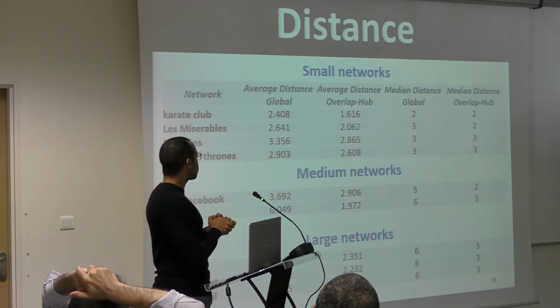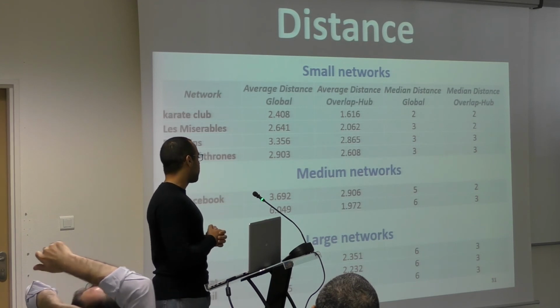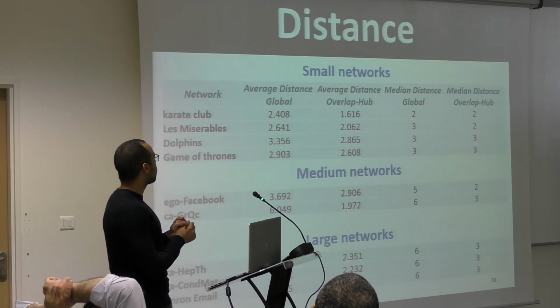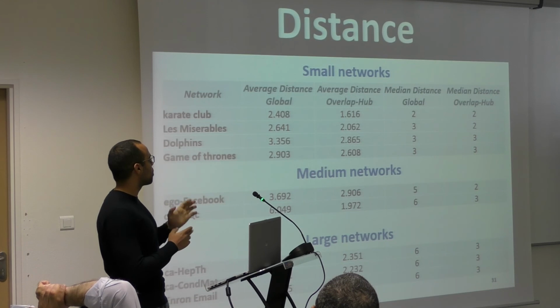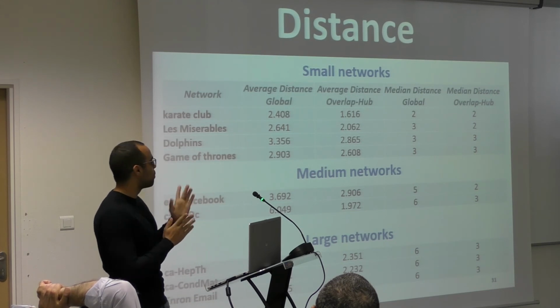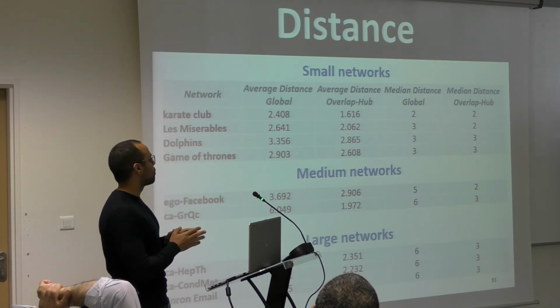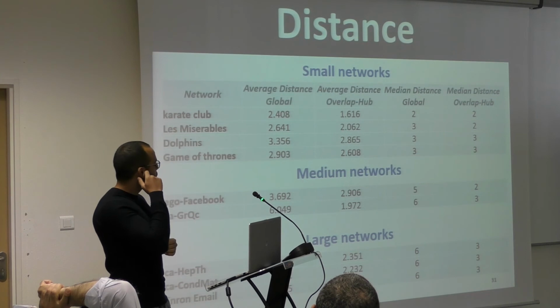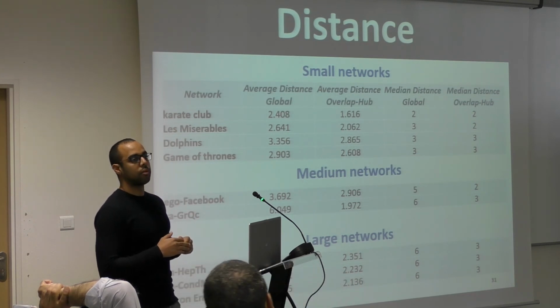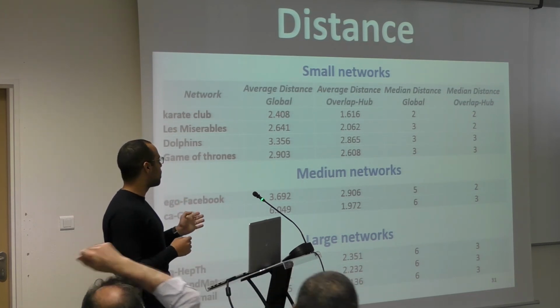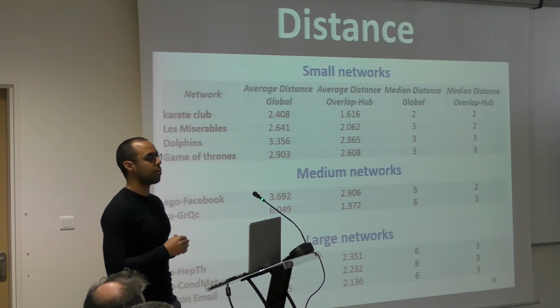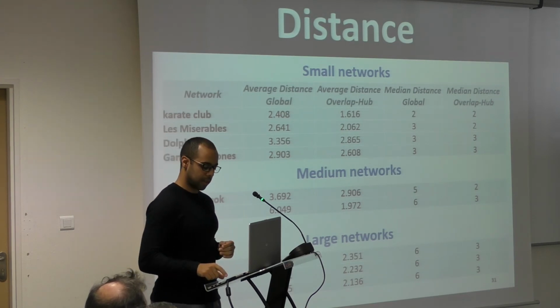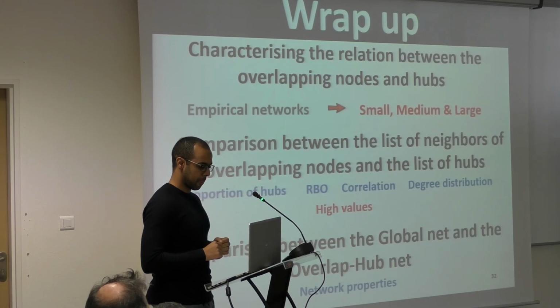And in medium and large networks, the distances of the overlap hub network are very small compared to the same measures for the global network. So we can conclude in this case that the overlapping nodes are tightly connected to the hubs as compared to the other parts of the network.